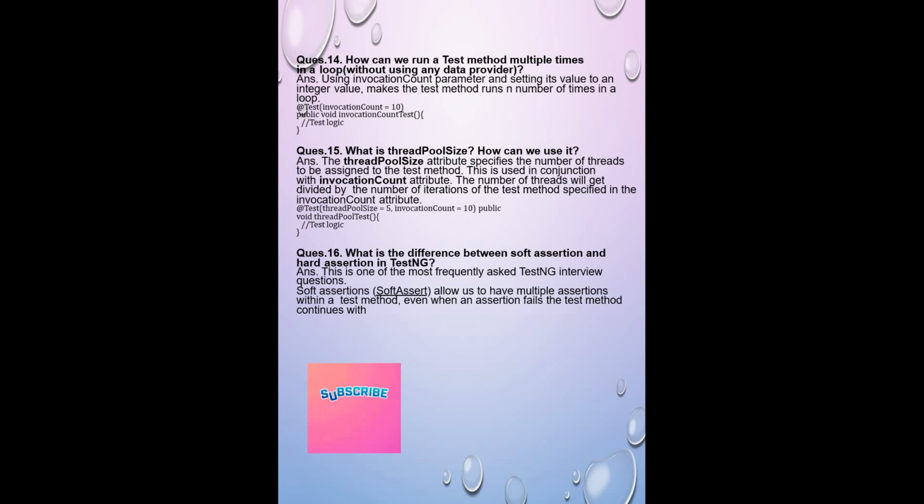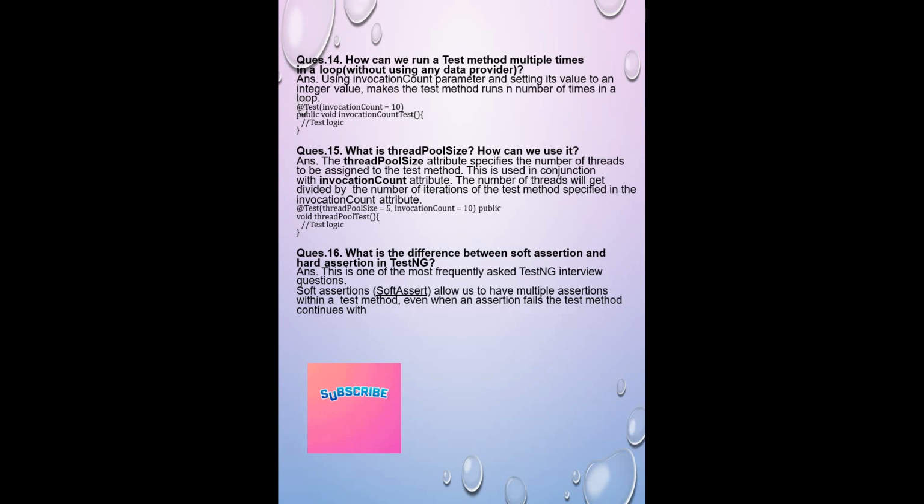The threadPoolSize attribute specifies the number of threads to be assigned to the test method, and this is used in conjunction with the invocationCount attribute. So the number of threads will be divided by the number of iterations of the test method specified in the invocationCount attribute. So if thread pool size is 5 and invocation count is 10, then it will run on 5 threads, 2 each.